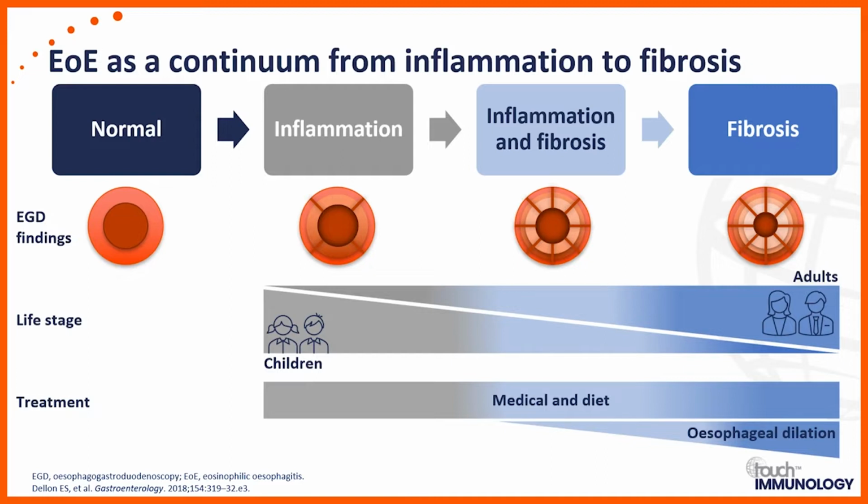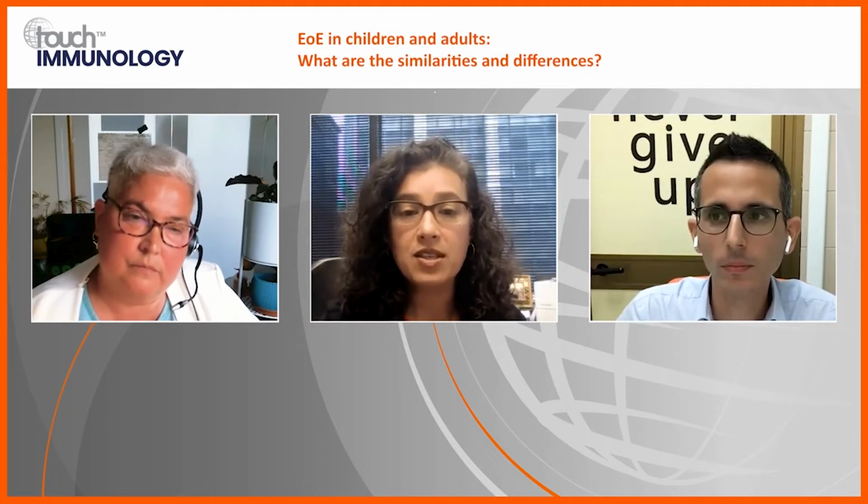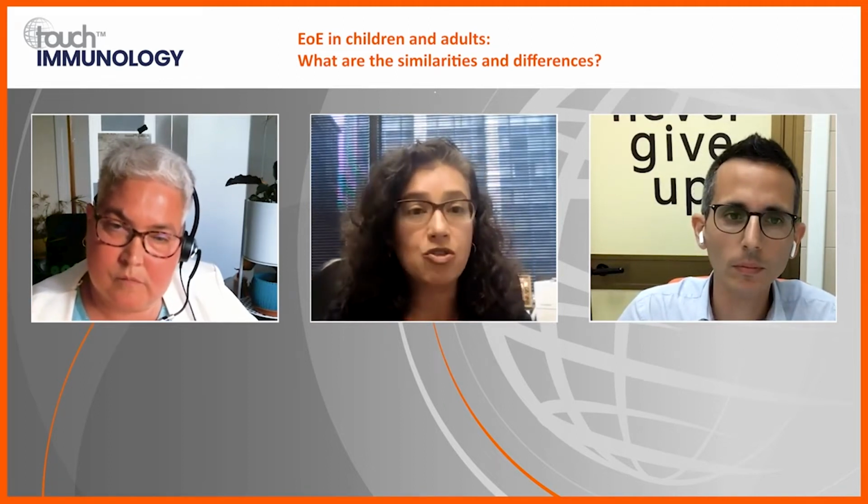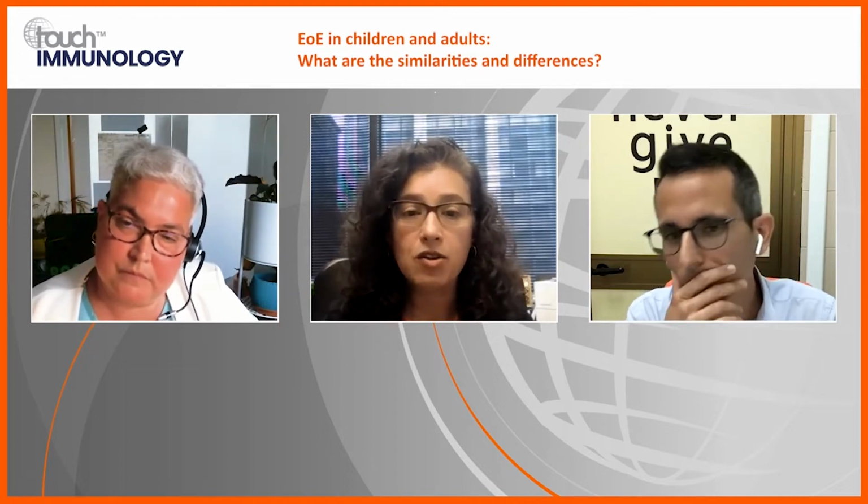We think of this happening as a continuum over time, with children starting off on the left with the inflammation in the esophagus and progressing to the adult phenotype as time goes on. We know that diagnostic delay can lead to greater rates of stricturing, and sometimes this necessitates both anti-inflammatory and dilation treatments in some patients. With that overview, we'll open this up to a discussion and highlight comparisons of the pathophysiology and clinical manifestations of EOE between children and adults.